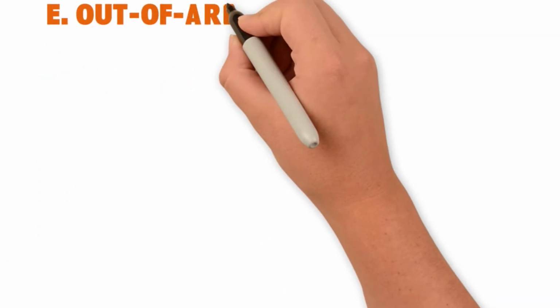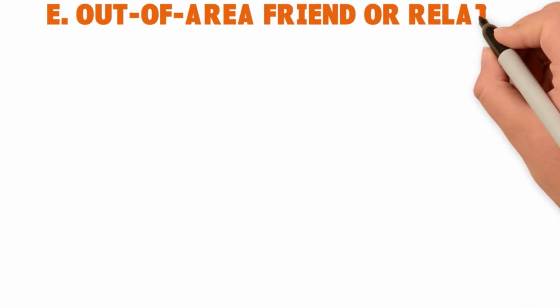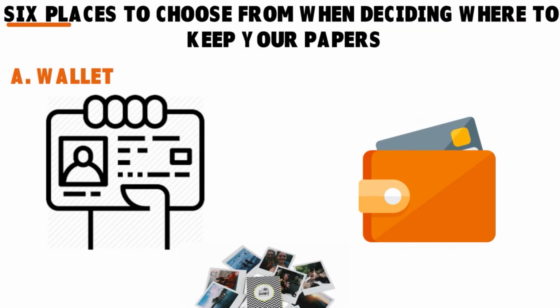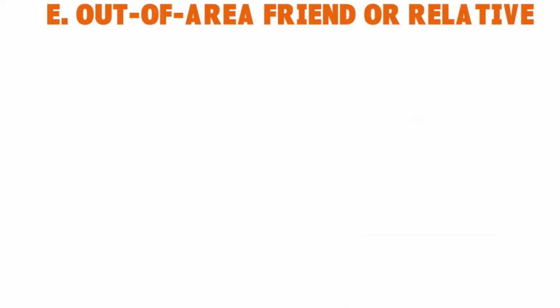Number 5, out of area friend or relative. Remember, I was telling you there are 6 areas where you can store your documents and increase their disaster proofing, if there's such a word. So I've given you 4 so far, and number 5 is out of area friend or relative.